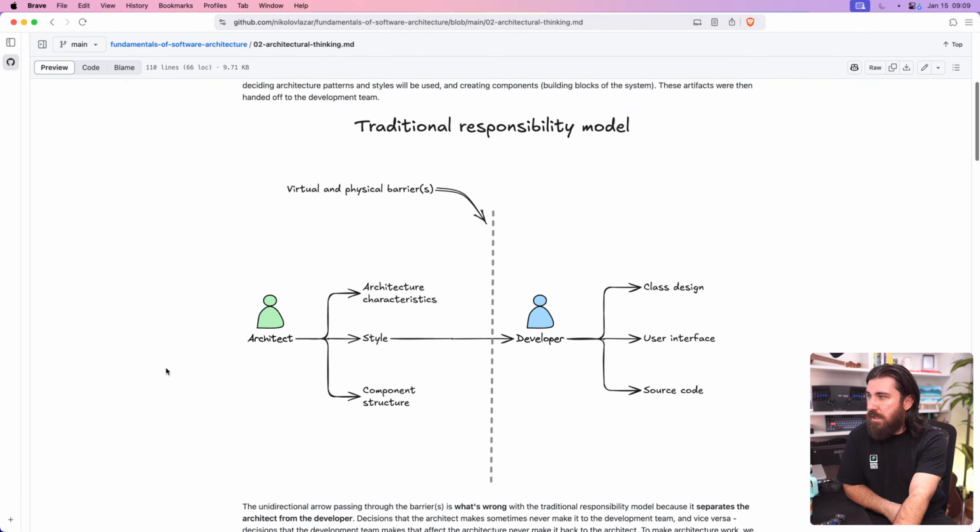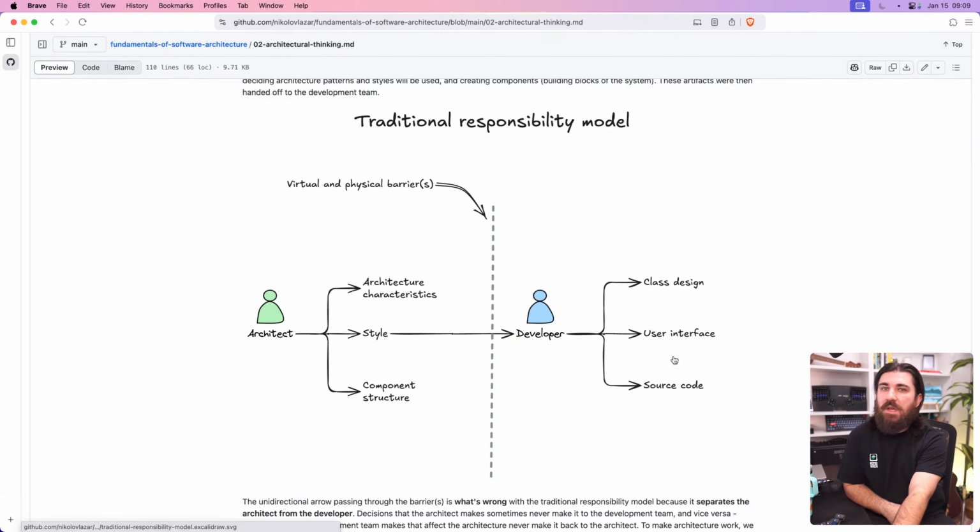And traditionally, this has been the setup in companies. So there's the architect here. The architect produces the characteristics, the architectural style that is going to be used, the component structure, and all of these were handed off to the developer. So the developer, or developers, can produce class designs, the user interface, the source code, basically get the artifacts from the architect and build the application, right? So this is architecture, this is design.